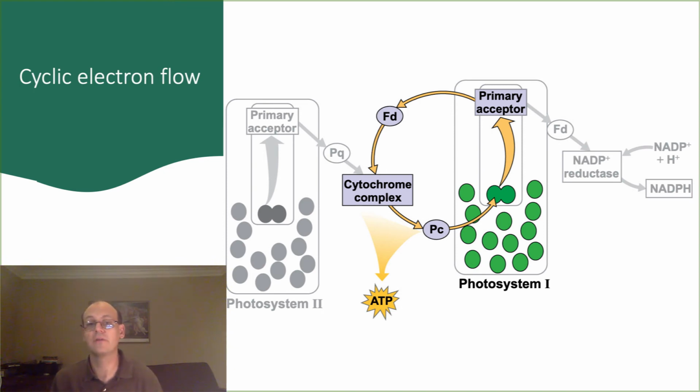In some organisms, this is the only route that electrons take through photosynthesis. It's thought that this is probably the original form that photosynthesis took when it first evolved. Organisms that contain both photosystem 1 and photosystem 2 can use a combination of linear and cyclic electron flow and can therefore adjust the ratio of ATP to NADPH produced.